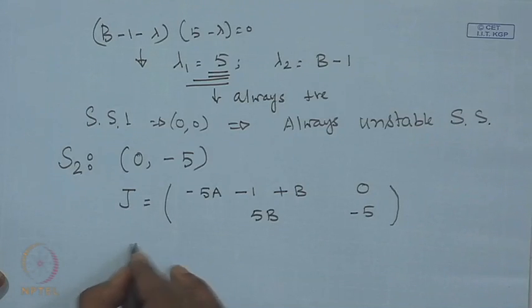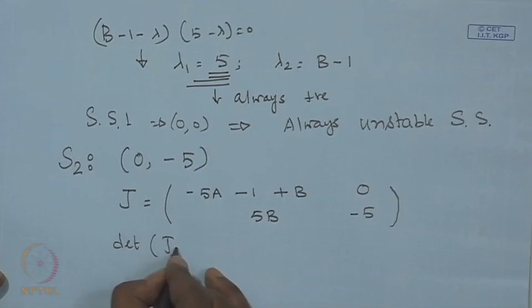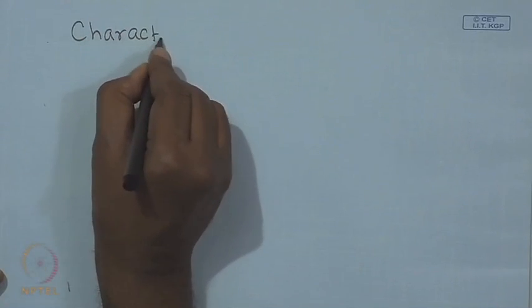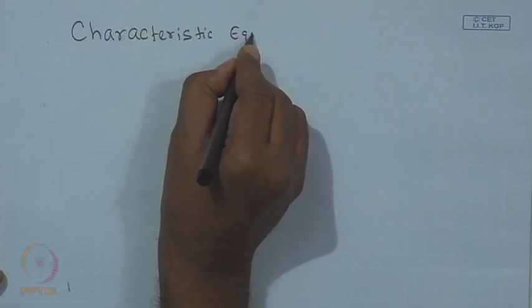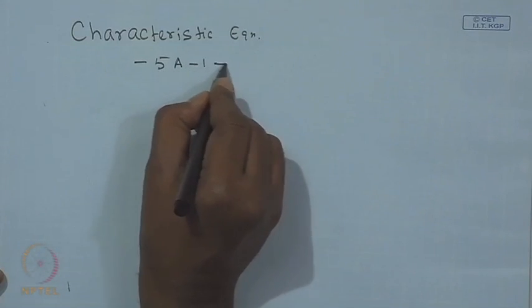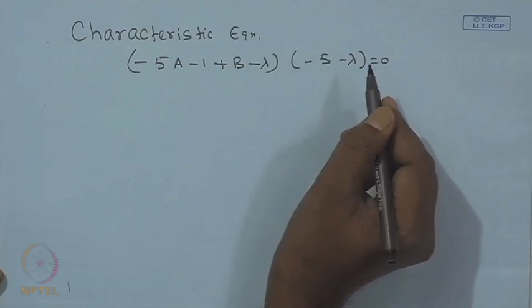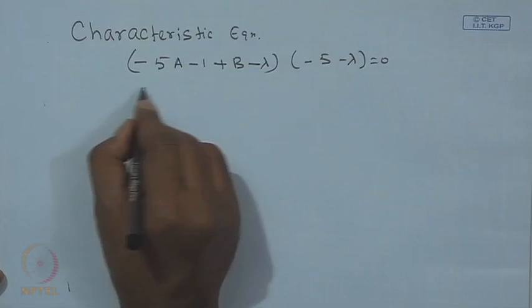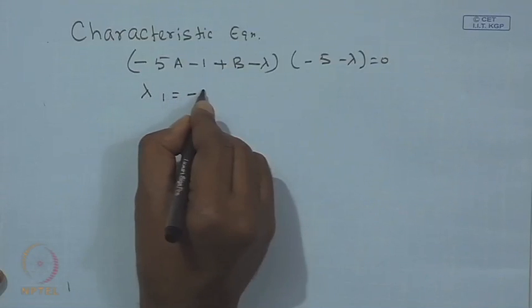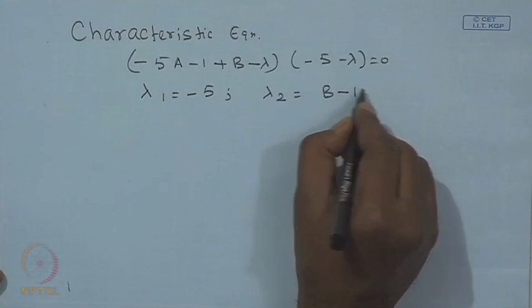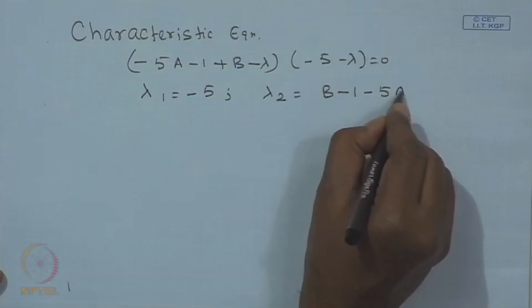So, we evaluate the eigenvalues by putting determinant of J minus lambda I is equal to 0. So, if we do that, we write down the characteristic equation. That becomes minus 5a minus 1 plus b minus lambda multiplied by minus 5 minus lambda is equal to 0. So, therefore, the first root, lambda 1, is equal to minus 5 and the second, lambda 2, is equal to b minus 1 minus 5a.